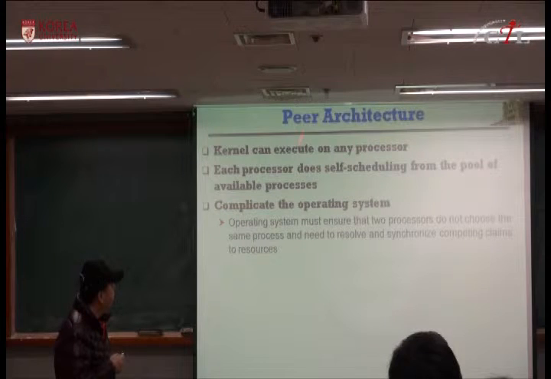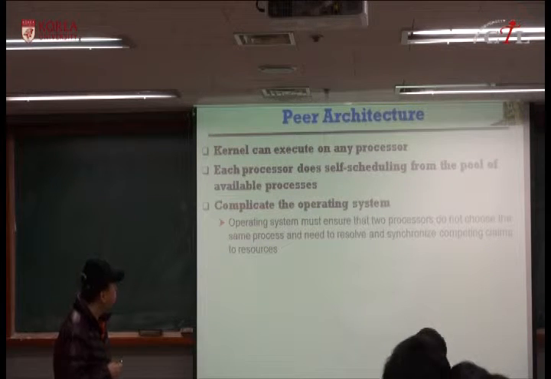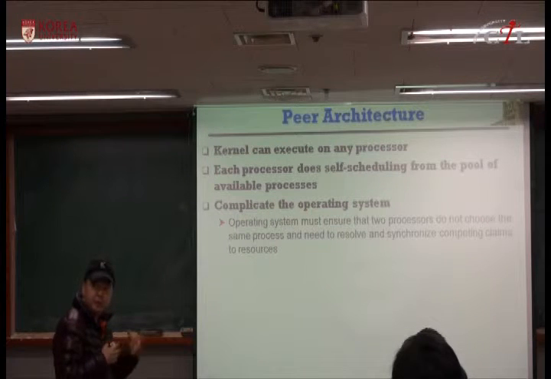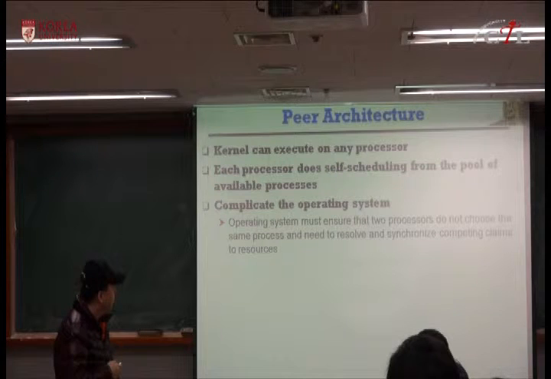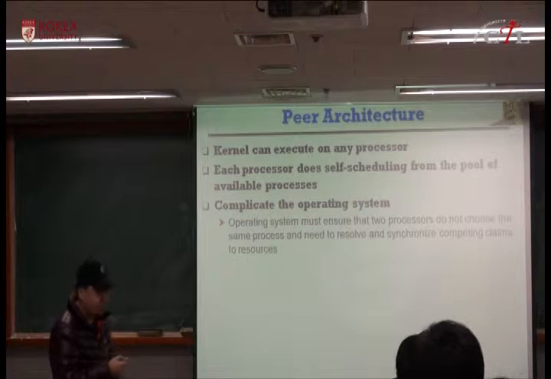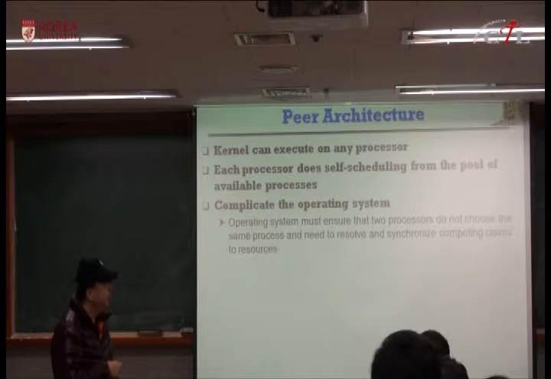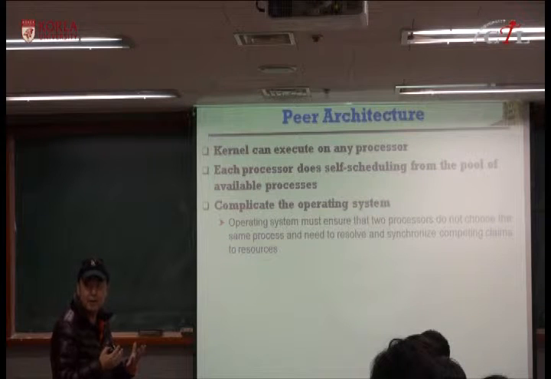The other architecture is peer architecture, which means the kernel can run on any processor, and each processor has its own scheduler. Each processor does self-scheduling from the pool of available processes. This complicates the operating system because it must ensure that two processors do not choose the same process. There should be some coordination among the different schedulers, and you need to reserve and synchronize competing claims to resources from different schedulers. So this is a more natural way of doing multiprocessor scheduling, but it's more complex. To simplify, you can use the master-slave architecture, but there are some limitations. Eventually this might be better. It's more distributed, but it's more complex. Okay.